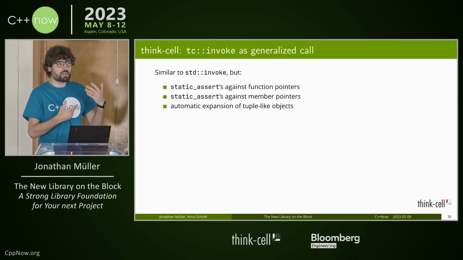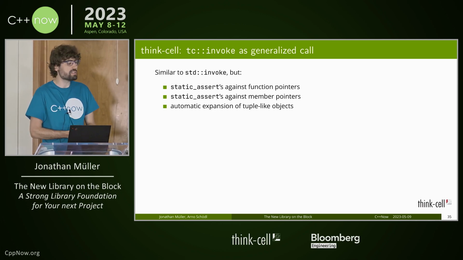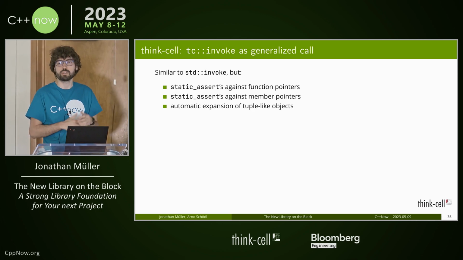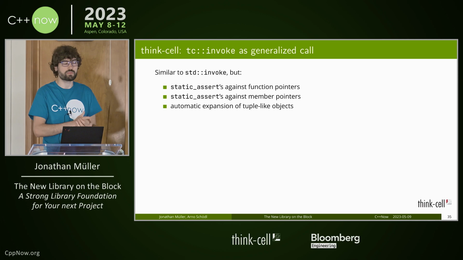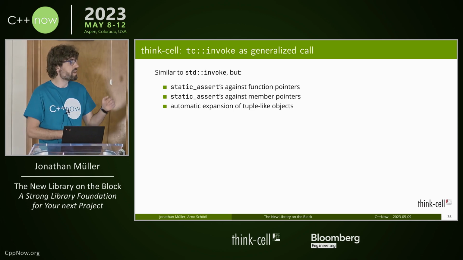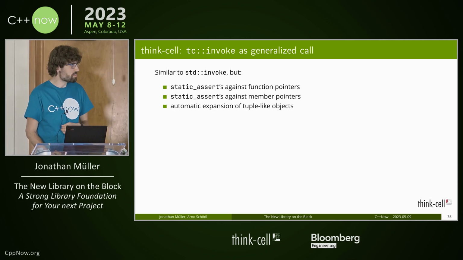To work around the member function pointer syntax, the standard library has std::invoke. We likewise have tc_invoke, but it behaves a bit differently. First of all, we static assert against function pointers because we do not want function pointers in the library. You have to use the macro. It also static asserts against member pointers because you use the macro as well. And in exchange, it does automatic expansion of tuple-like objects, similar to std::apply.